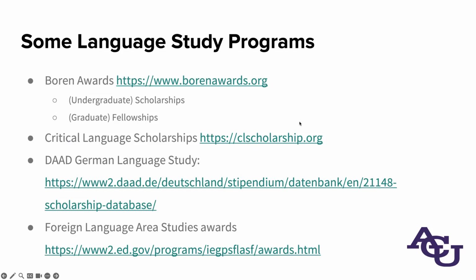Now, language study, you'll see some overlap here. I've listed some of the major programs. The Boren Awards, these are again for studying abroad. Critical Language Scholarships, so there's a list of, I think it's currently 17 languages that have been identified as being of critical need for the US to have people who have expertise in these languages. And in fact, we're going to go and take a look at those now.